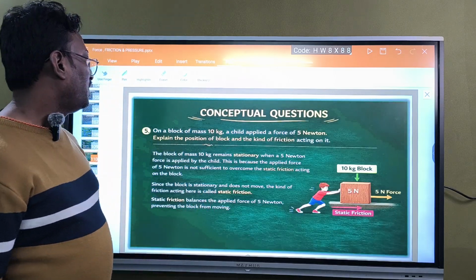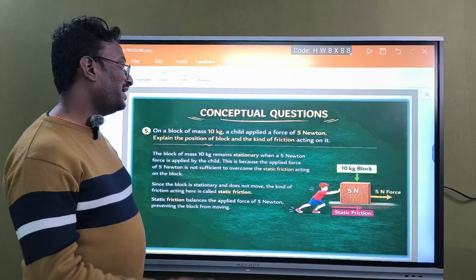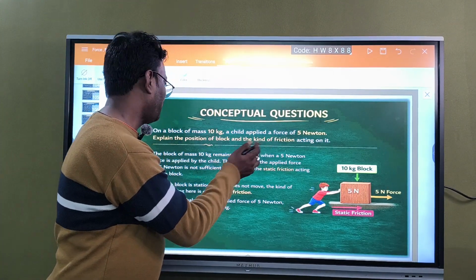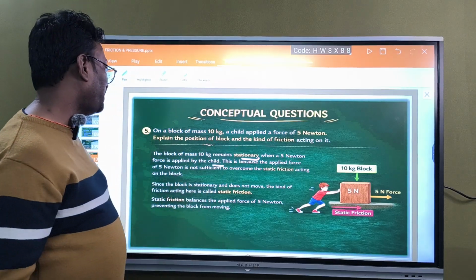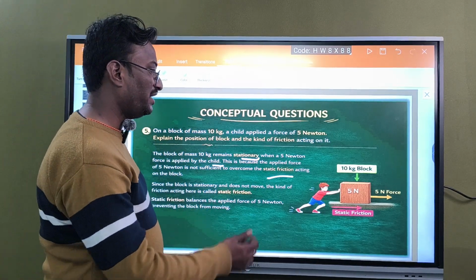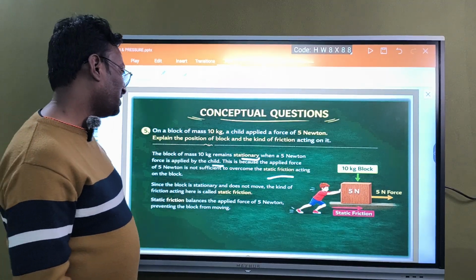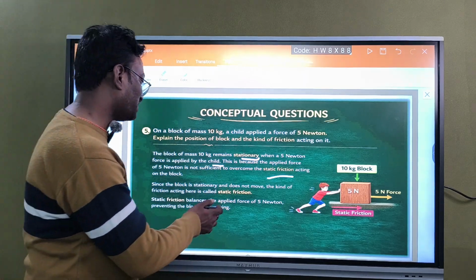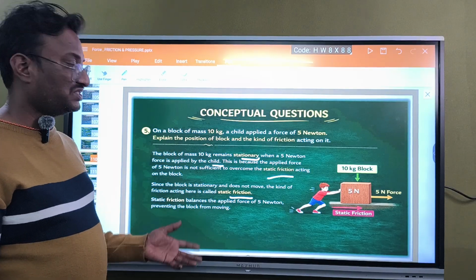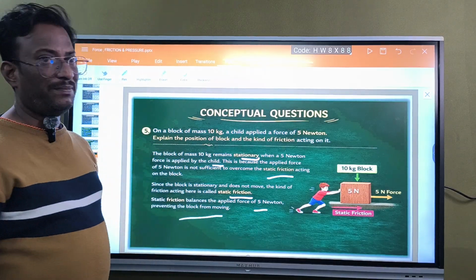Next thing is, on a block of mass 10 kg, a child applied a force of 5 Newton. Explain the position of the block and the kind of friction. The block of mass 10 kg remains stationary when a 5 Newton force is applied. This is because the applied force of 5 Newton is not sufficient to overcome the static friction. Since the block is stationary and does not move, the kind of friction acting is static friction. It is not limiting friction, it is static friction. Static friction balances the applied force of 5 Newton, preventing the block from moving.